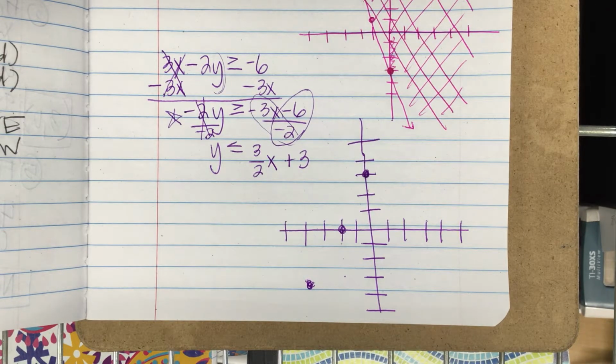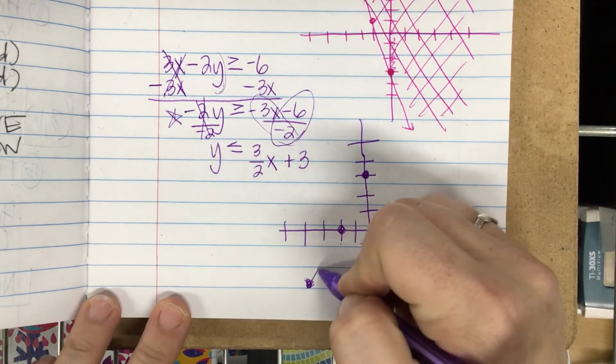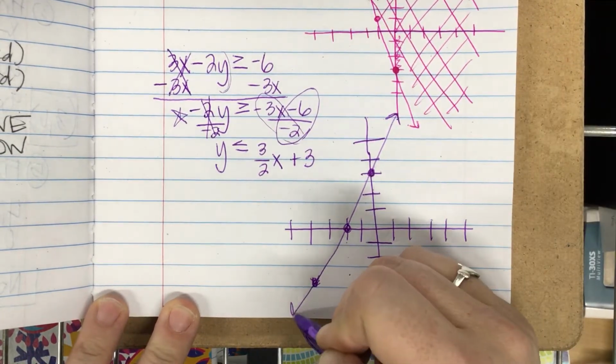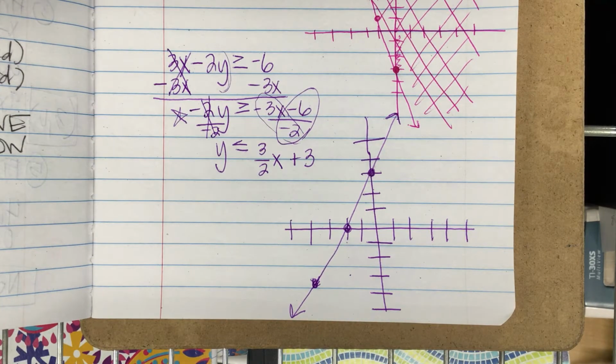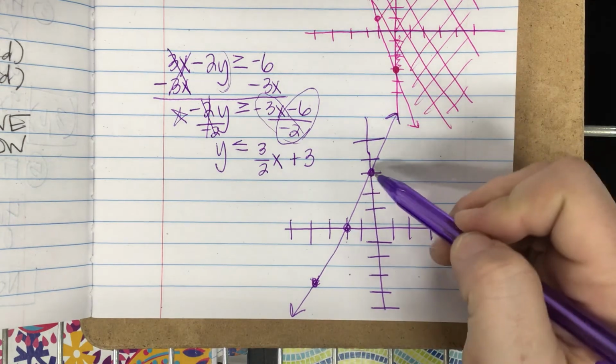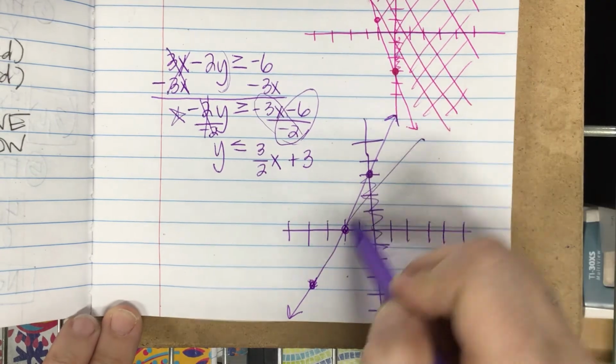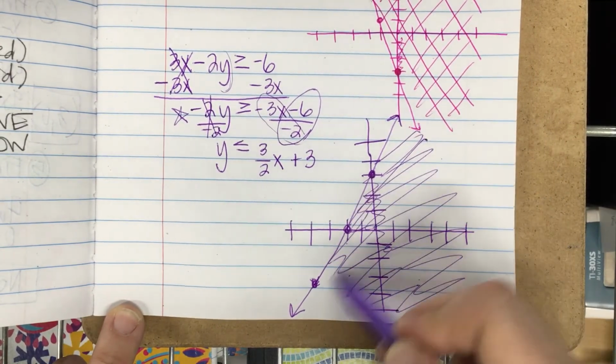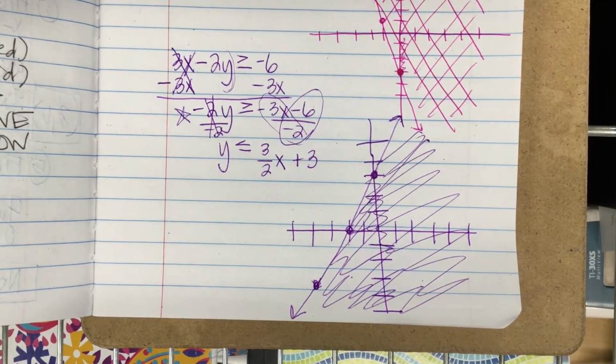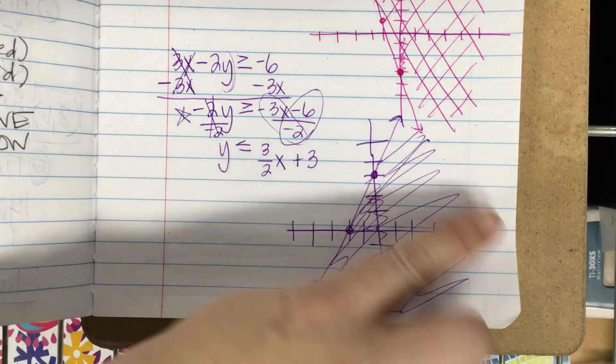Am I going to make it solid or dotted? Because it has an equal to line, right? Here's how I think of it. If it's got a line underneath it, it makes a line. And is y greater or is y less than? Y is less than, which means down. So I'm going to start at the y-intercept, and I'm going to go down. So it's anything in here. Could the ordered pair be on the line? Yes, because it's solid. Or anywhere in this shaded region.